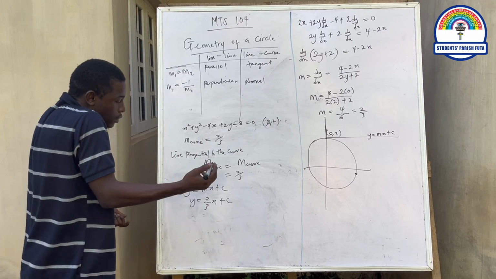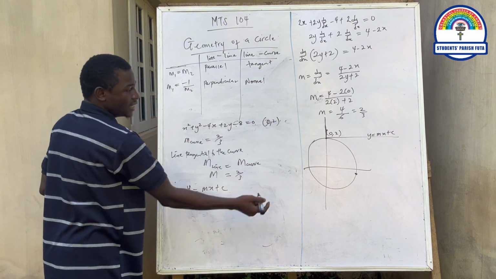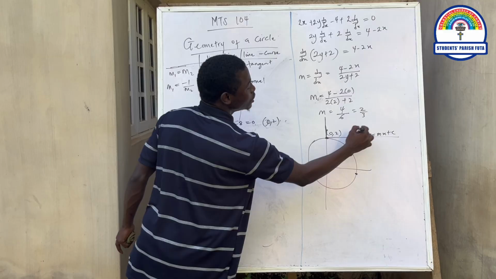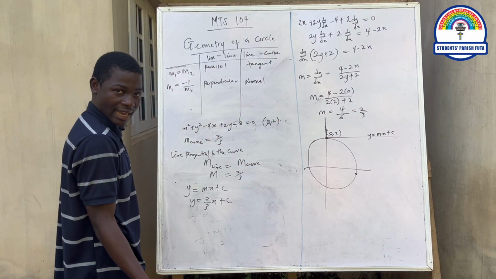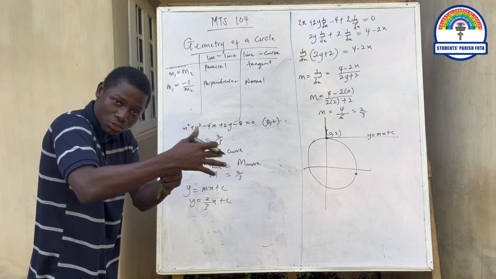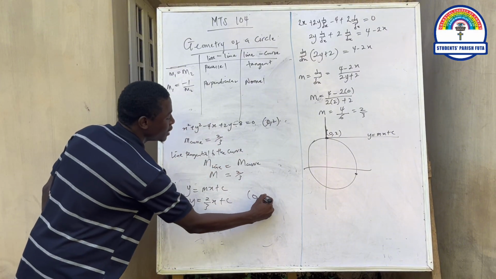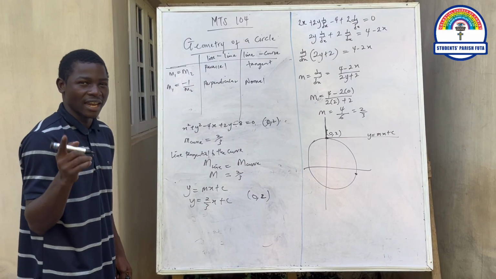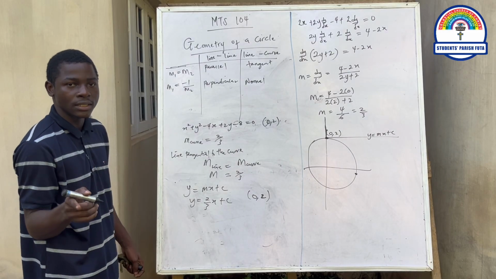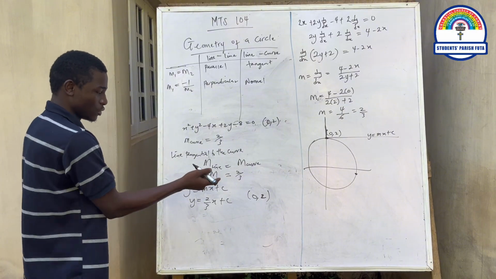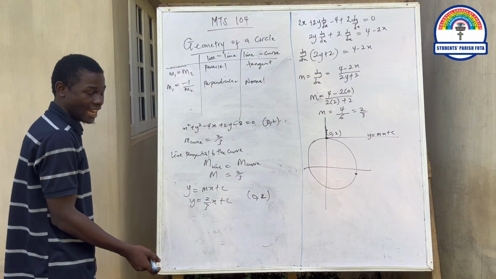So what do I need to do? I have my gradient and I have a point it is passing through. It is tangential to the curve at this point, so it is passing through that point too. Tangential means it is touching it, so if it is touching it at that point, it is passing through that point. This is condition number 2 for getting the equation of a line. Condition number 1, you are given m and c. Condition number 2, you are given m and a point. Condition number 3, you are given 2 points. So this is condition number 2, when you have a gradient and a point.